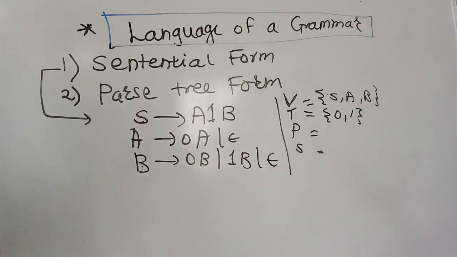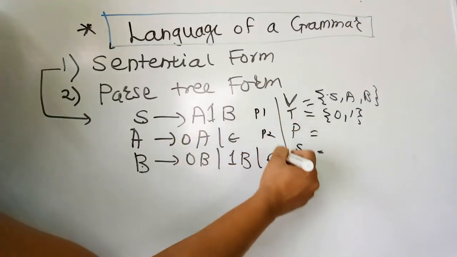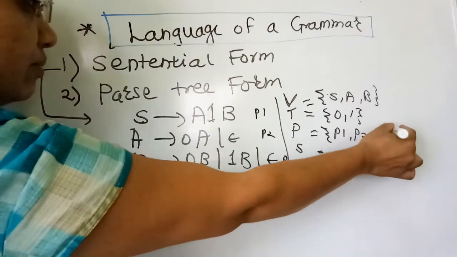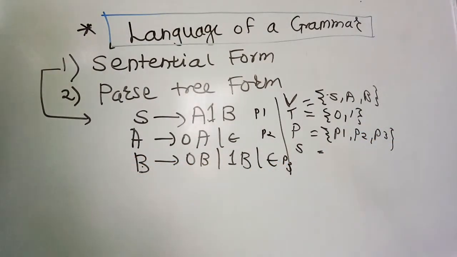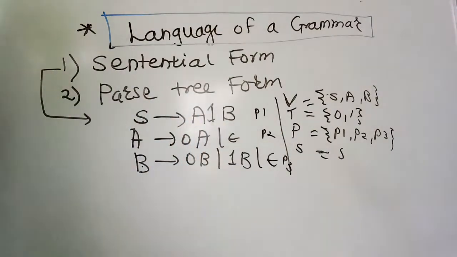Now P is nothing but the set of productions. So suppose it's production 1, production 2, production 3. So it is a collection of P1, P2, P3. Now S is nothing but the start symbol, and here the start symbol is again S.